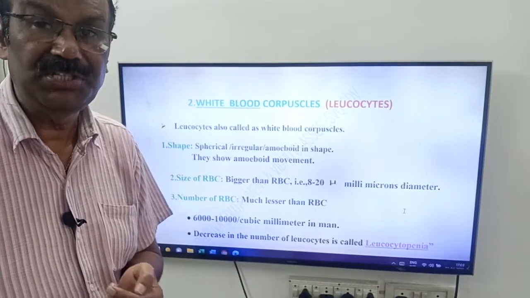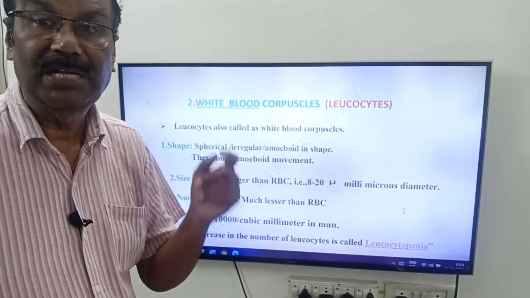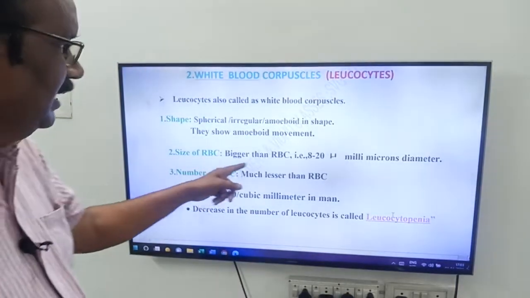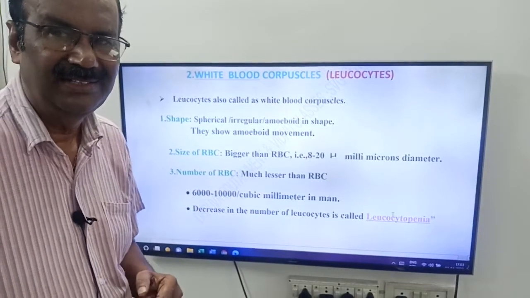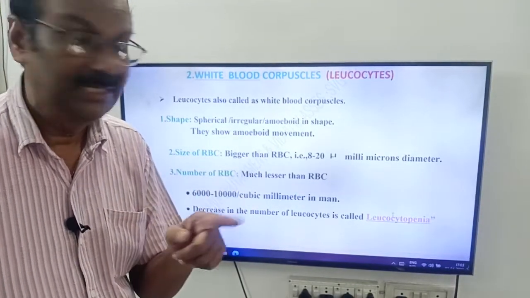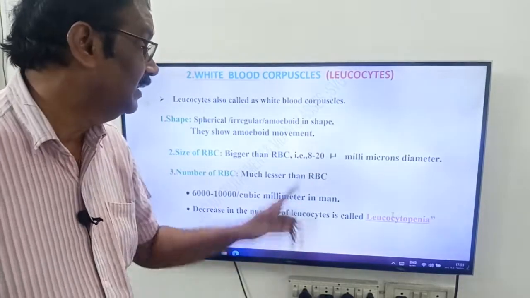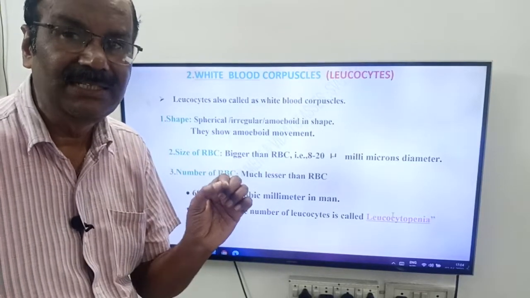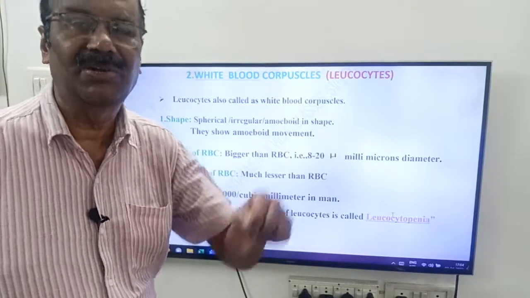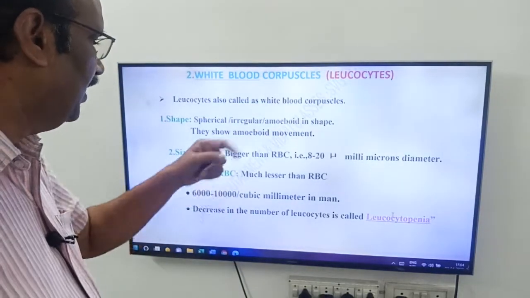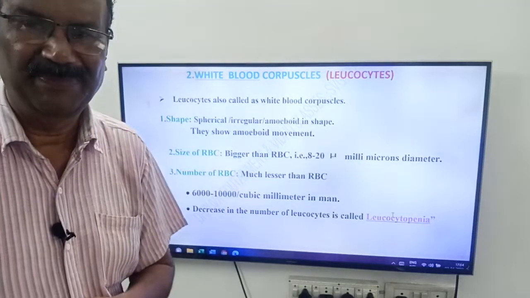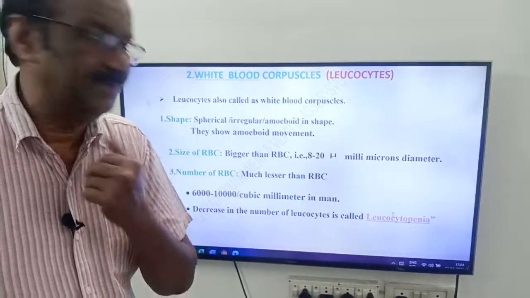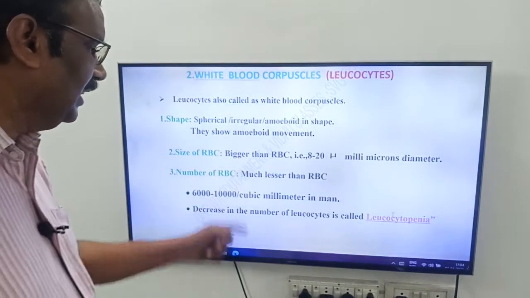White blood cells show which type of movement, friends? Amoeboid movement. See friends, what is the size of the WBC? They are bigger than the RBC. You know friends, red blood cells are 7.8 millimicrons. What about WBC, friends? They are 8 to 20 millimicrons in diameter. Number of WBC, friends, is much lesser than RBC. RBC are 5 million per cubic millimeter, but WBC are much lesser. What is their number, friends? 6,000 to 10,000 per cubic millimeter.